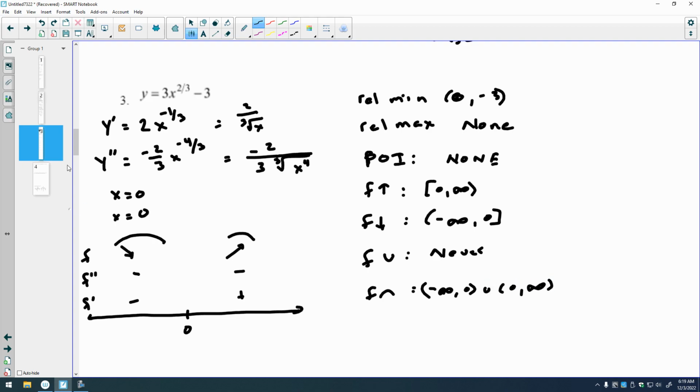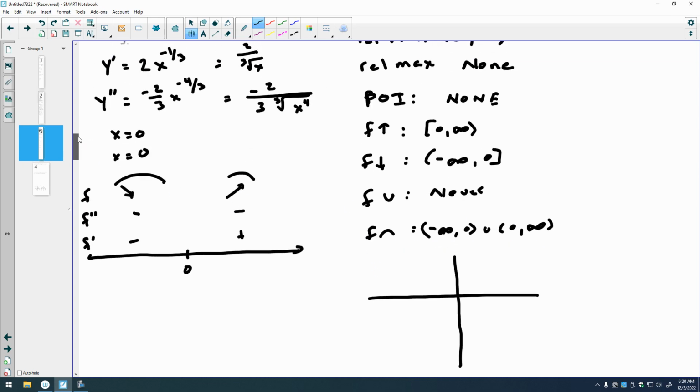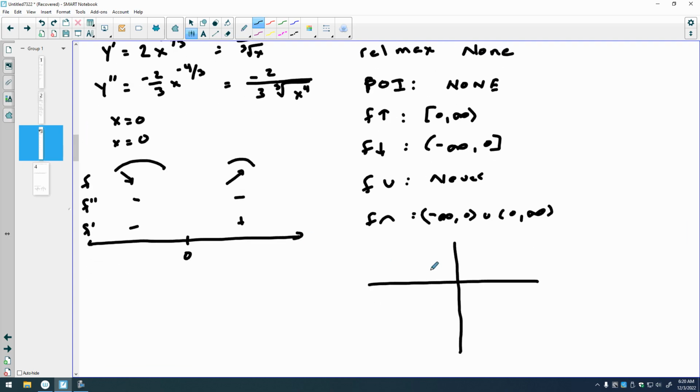Okay. Sketch a graph of this thing. So my only real critical value is 0, -3, right? 0, -3. 1, 2, 3. There is my relative min. It is concave down and increasing on this side. Concave down and increasing on this side. It is concave down and decreasing on this side. They should be symmetrical as best as we can. And there's my graph.